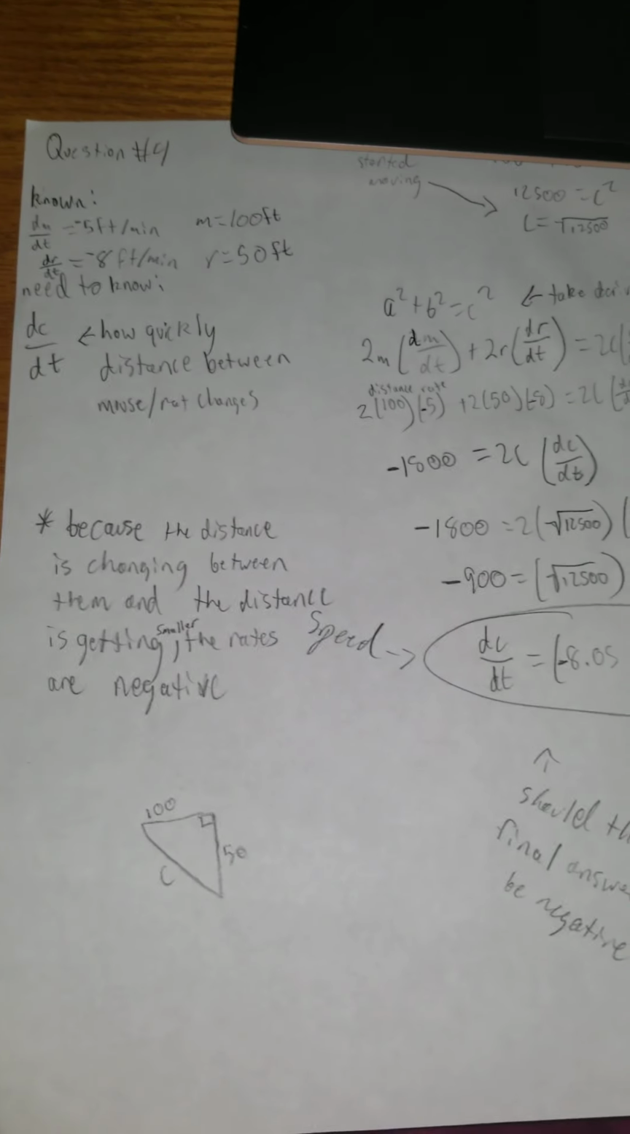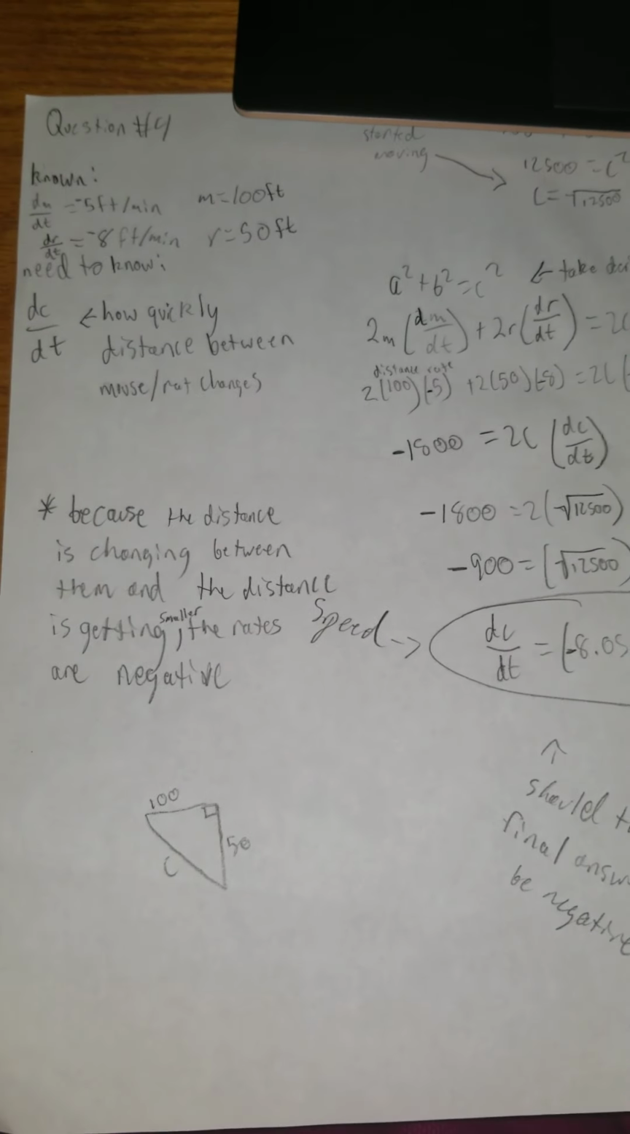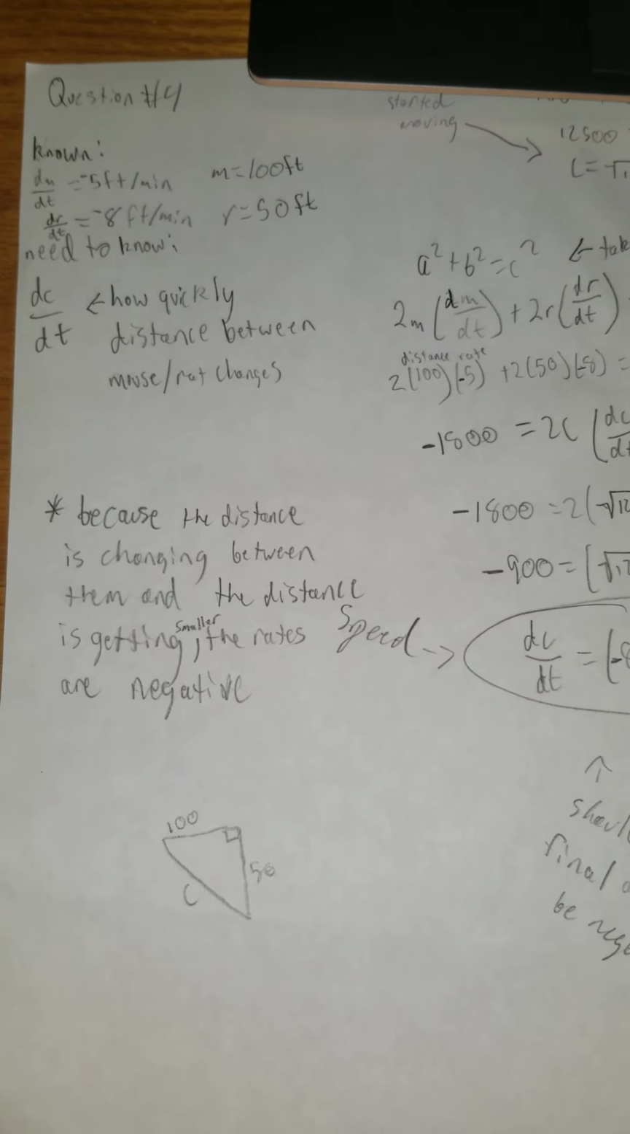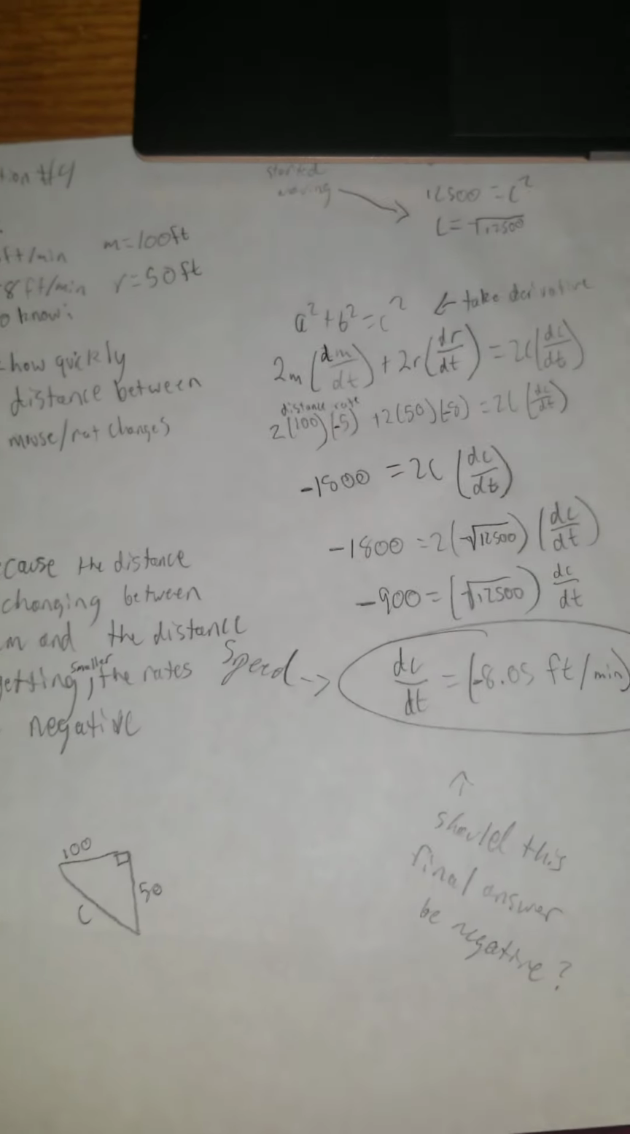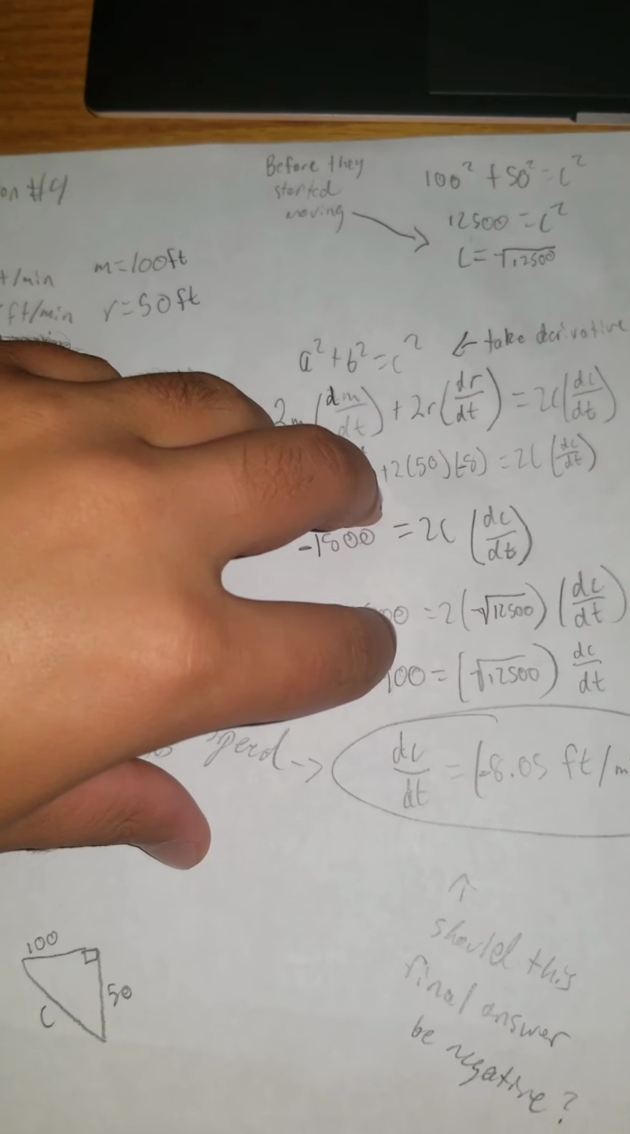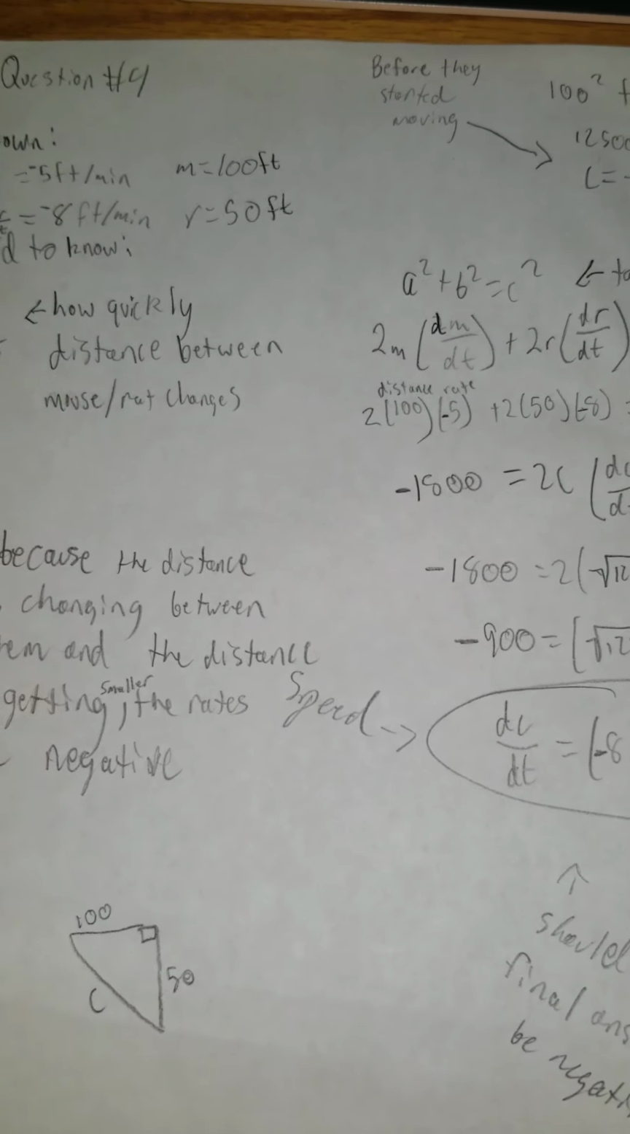Okay, so this is question 4 on our final. This question, we have to answer: how quickly is the distance between the mouse and the rat changing? And first, we have some givens, some things that we know.